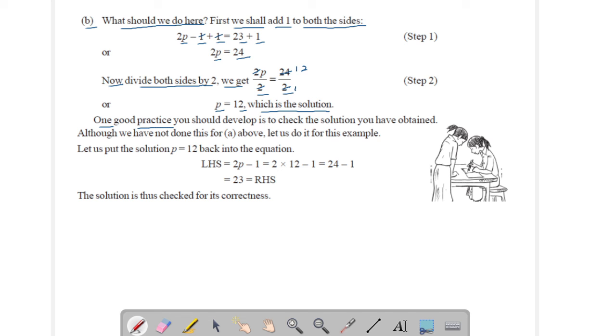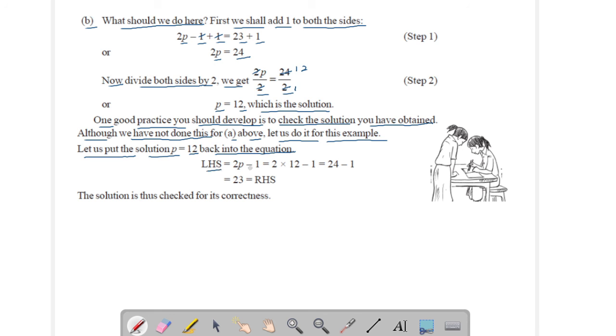One good practice you should develop is to check the solution you have obtained. Although we have not done this for A above, let us do it for this example. Let us put the solution p equal to 12 back into the equation.